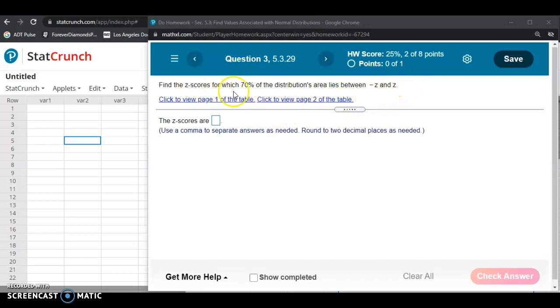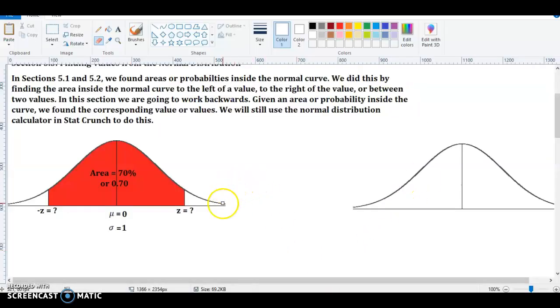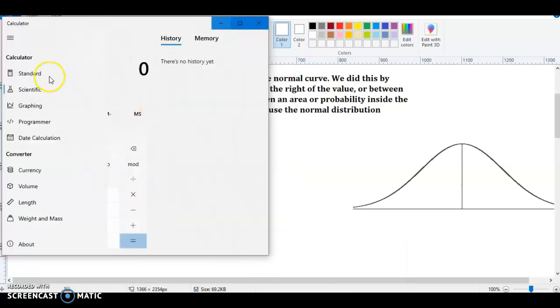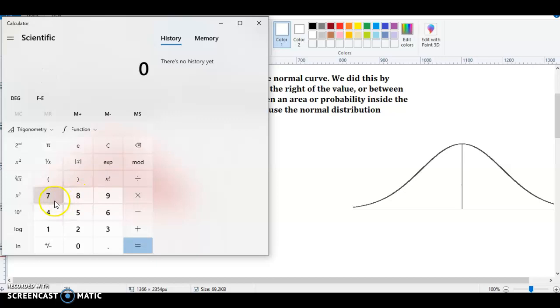Let's look at a diagram of what this problem is asking us to do. Here we have our normal curve. Whenever you're asked to find unknown z-scores, it's the standard normal curve whose mean is 0 and standard deviation is 1. The area between the two unknown z-scores is 70%, and when you convert that into a decimal, it's 0.70. Remember to convert a percent to a decimal, divide by 100. So 70% as a decimal is 0.7 or 0.70.